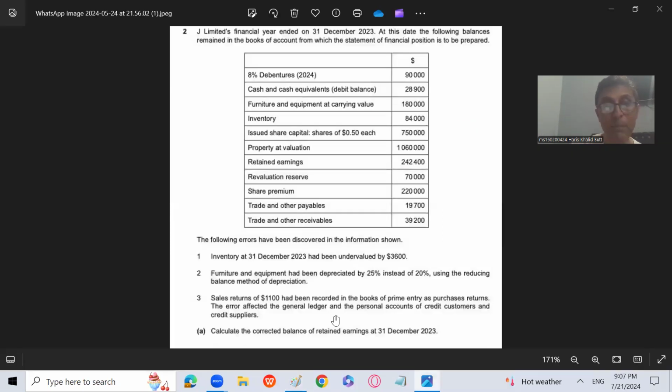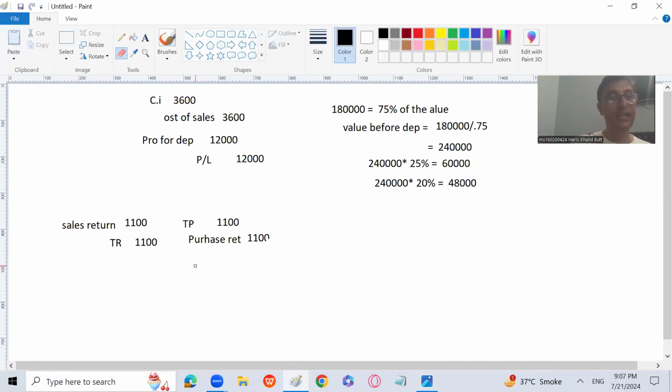Let me tell you. Number one, sales return had been recorded in the books of prime entry as purchase return. It means that the double entry has been recorded fully as purchase return. So trade payable and trade receivable will be affected. Number two, the error affected the general ledger and the personal account of credit customer and credit supplier. So the examiner has given you the information that the trade payable, which is credit supplier, and the trade receivable, which is credit customer, have been affected because of this error. So we have to pass sales return to trade receivable, but instead we have passed trade payable to purchase return.